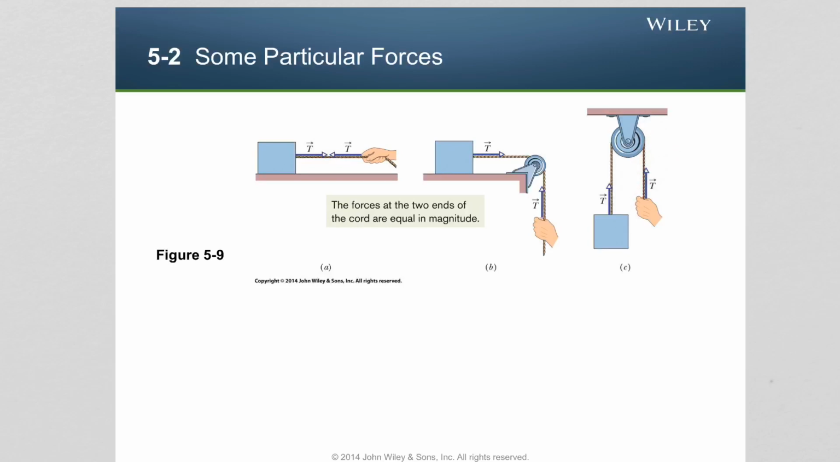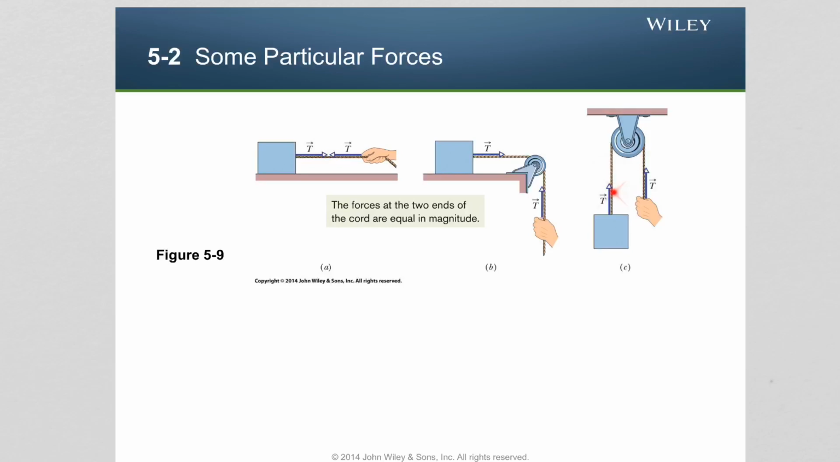And the last example is an object attached to a cable that runs over a vertical pulley like that. If we pull down on the free end of the cable, the force of tension that arises points straight up. On the other side, the object is essentially pulling on this cable with its force of weight straight down, so a force of tension arises here that is directed along the cable.